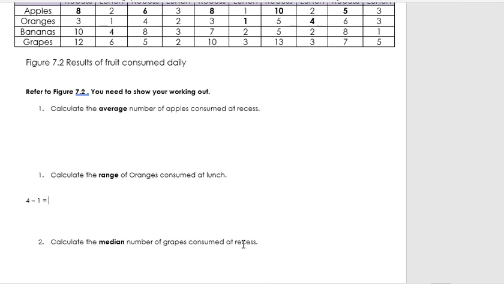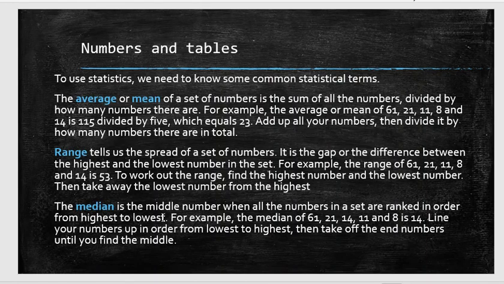Then we were doing some work on the median. Now the median is the middle number when all the numbers in a set are ranked in order from highest to lowest. So for example, the median of 61, 21, 14, 11, and 8 is 14. To work out the median, you line your numbers up in order from lowest to highest, and then you work in off the ends, taking off the end numbers until you find that middle number.